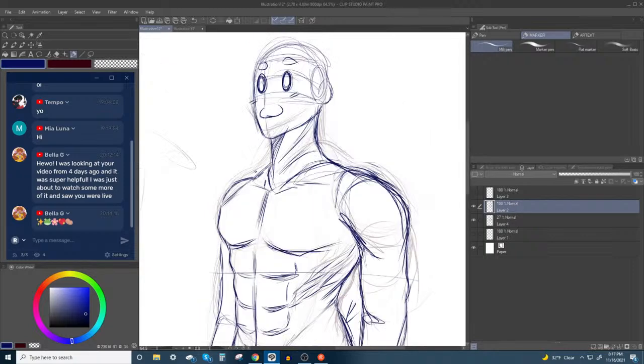So that's one way. Oh yeah, remember the neck. I forgot to mention this. When drawing the neck, it is not a straight line thing. It is a thing that bends like this.